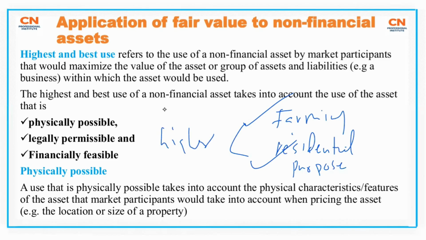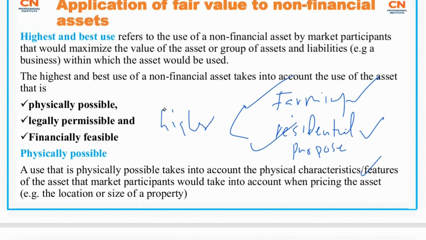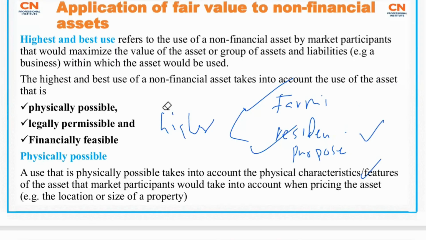All right. If you have three or more uses, then the highest becomes the highest and best use. So we look at the use of the asset in various instances, and then we select the higher or the highest. If you can use the land for farming, for residential purposes, for industrial purposes, just look at the fair value of the three, and then the highest is what you're going to use as the highest and best use. And that's how we determine fair value of non-financial asset.